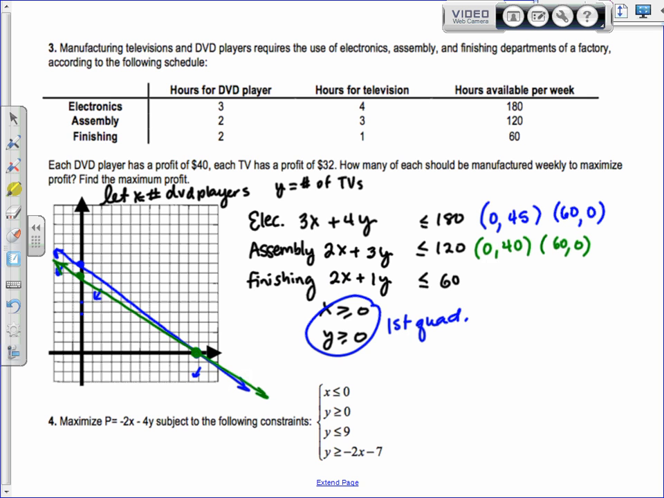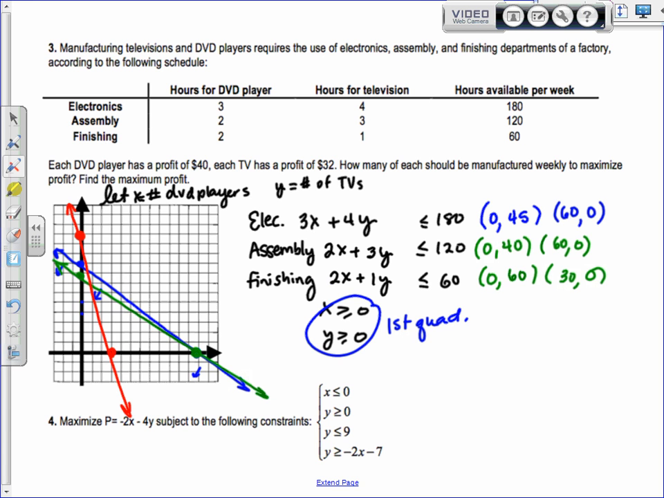All right, and then the finishing department. So 2x plus 1y is less than or equal to 60. So if I plug in 0 for x, I get 60 for y. And if I plug in 0 for y, I get 30 for x. So 30, 0. All right, so that one I'm going to have 0, 60. So we were at 45 on the blue line, so 50, 55, 60. All right, and then 30, 0, so 30.